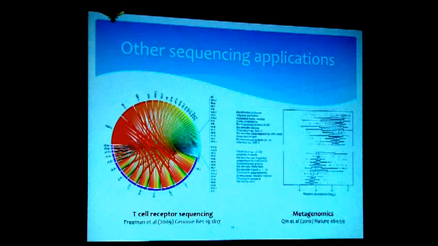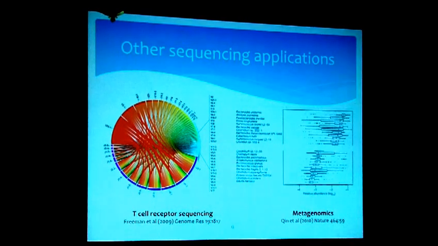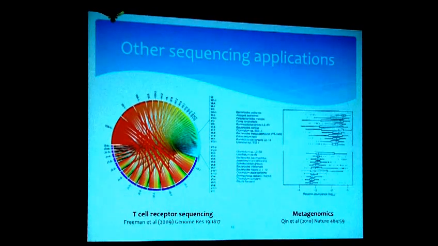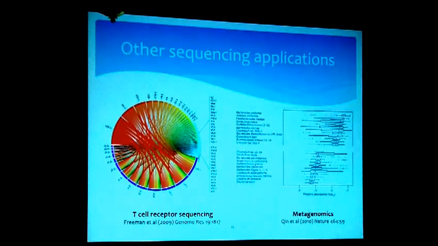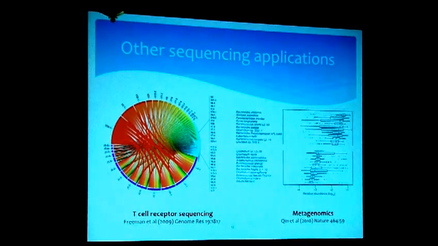So I guess, just to give one or two other potential sequencing applications, I think this is an interesting one that I've not seen applied to a wild system yet. This is sequencing the T-cell repertoire. As we go through life and encounter more pathogens, our T-cells rearrange, as you know.